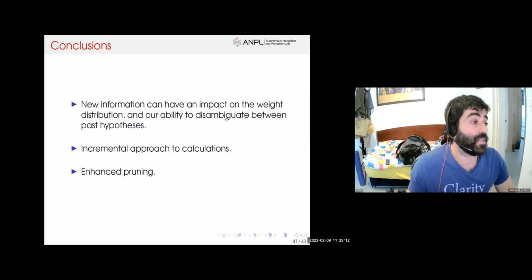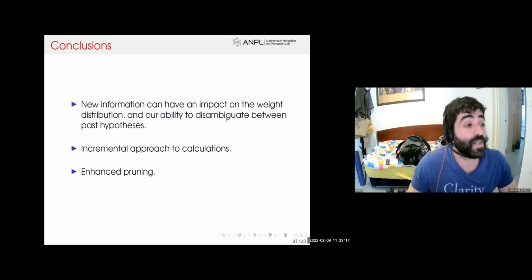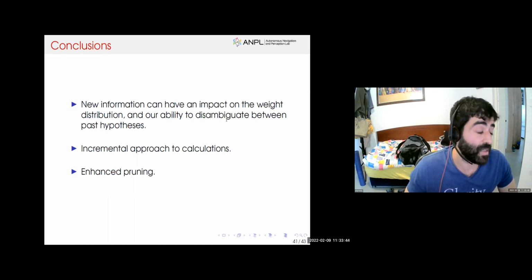So a bit about conclusions. We have shown in our approach that new information can have an impact on the weight distribution, and it can have an impact on our ability to disambiguate between past hypotheses. We have seen this given information that was not available to us at our starting point. Our work shows an incremental approach to the calculations, where we reuse calculations from previous steps. And at the end, we also saw different aspects that are affected, which is the probability of specific data associations, and shown in simulation as well, the enhanced pruning ability.